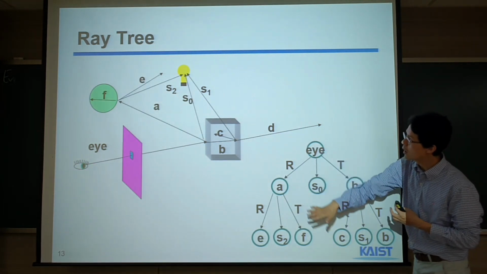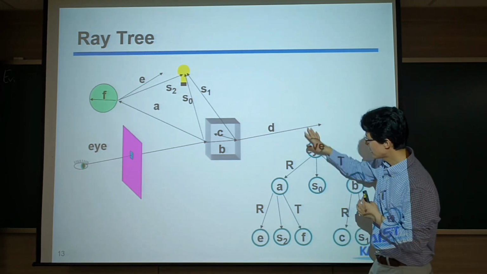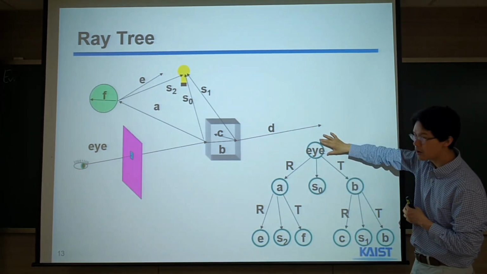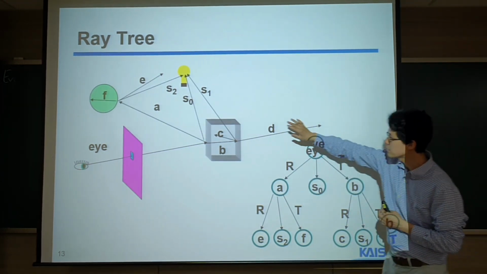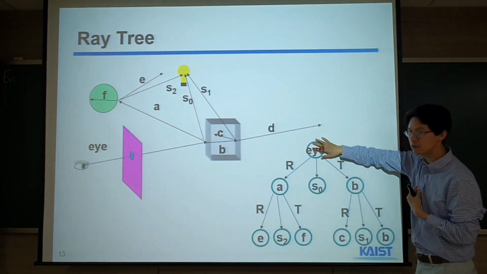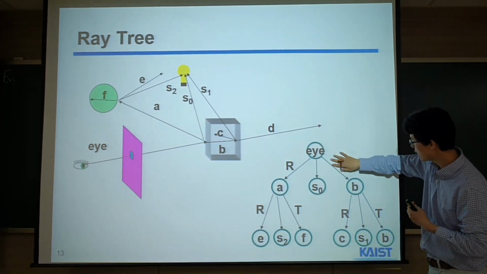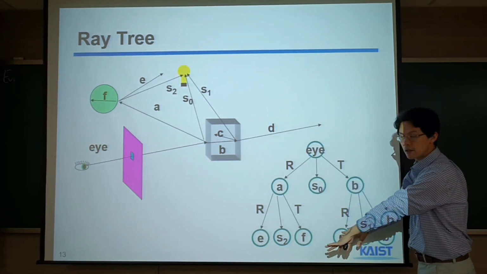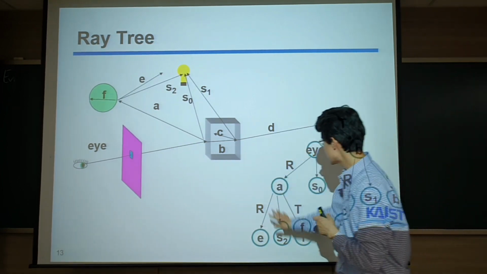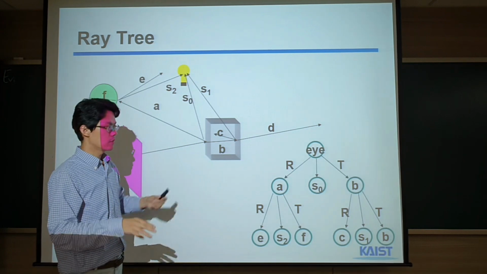Here we can also visualize how the rays are generated. Here we start from the primary ray, and then depending on the material, if we want to support reflection, we generate a reflection ray and a shadow ray or transmission ray, and then we keep doing that in a recursive way. So you can also visualize how the rays are generated in different directions.